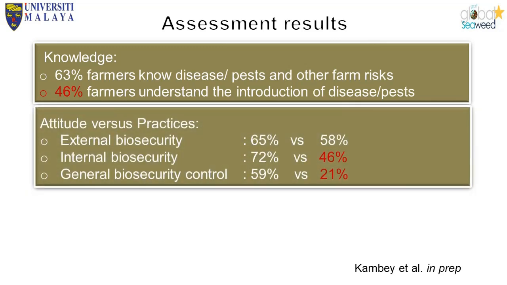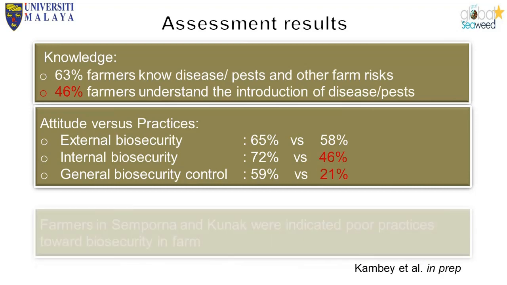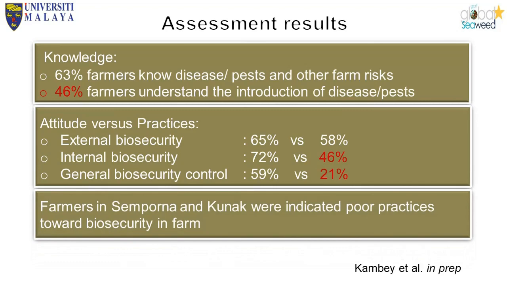Farmer internal biosecurity has indicated poor practices, particularly on quarantine and isolation of seaweed crop and use of healthy crop in the farm, although their attitude shows they consider applying these practices in their farm. General biosecurity control shows a similar pattern, which is poor practice among farmers. The study found that farmers in Sampurna and Kunak have poor biosecurity practices.